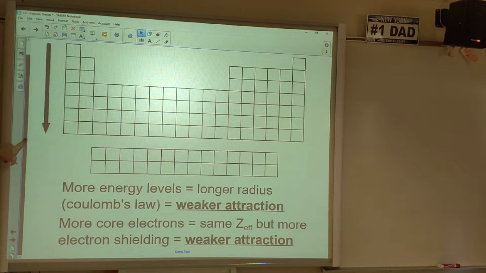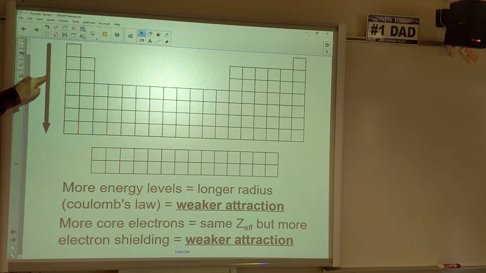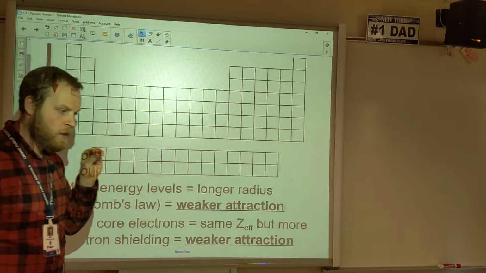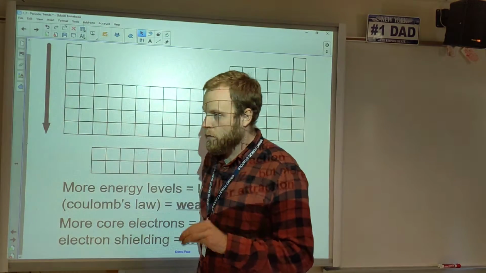As you go down the periodic table, this is what happens. You have more energy levels, from 1 energy level here to 7 energy levels there. So according to Coulomb's law, there should be a weaker attraction between the valence electron and the nucleus. There's also more core electrons, so there's going to be a greater shielding effect, which again means a weaker attractive force. So as you go down the periodic table, the attractive force between the valence electron and the nucleus is weaker.